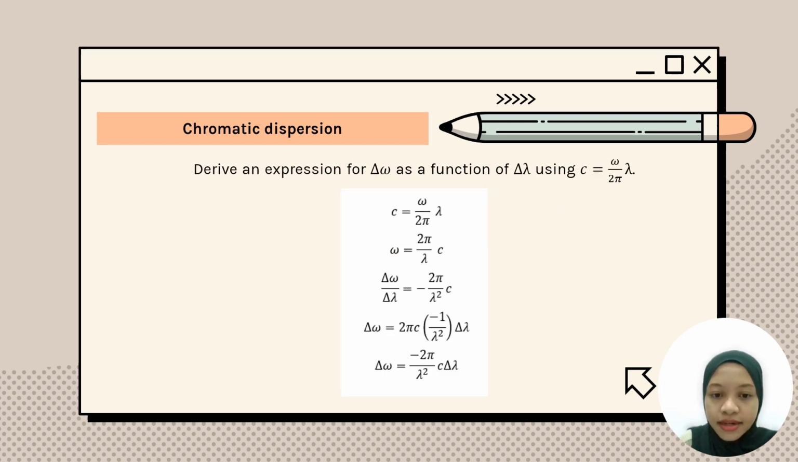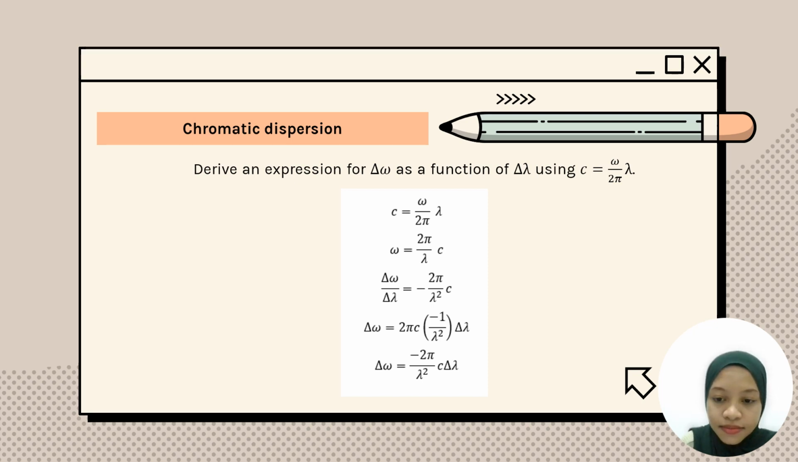For the second question, derive an expression for Δω as a function of Δλ using c equals ω over 2π times λ, where c is the speed of light, ω is the angular frequency, and λ is the wavelength. First, we start by rearranging the equation, and then we consider the change in ω as Δω and the change in λ as Δλ, as the equation here shows. Then we multiply both sides of the equation by λ and rearrange the equation, and we will get the final answer as shown here.